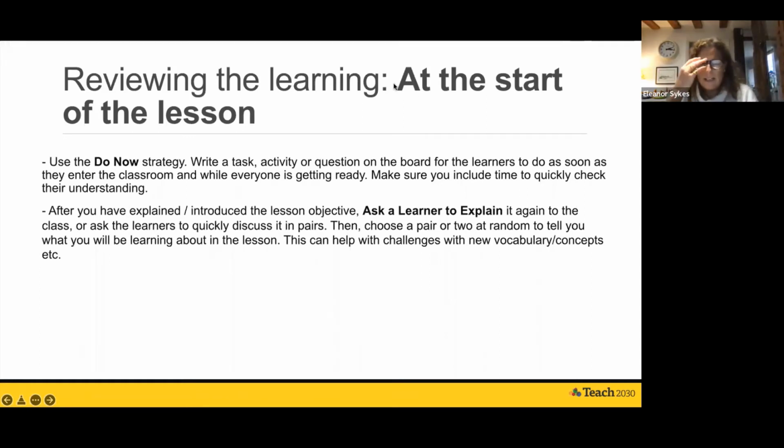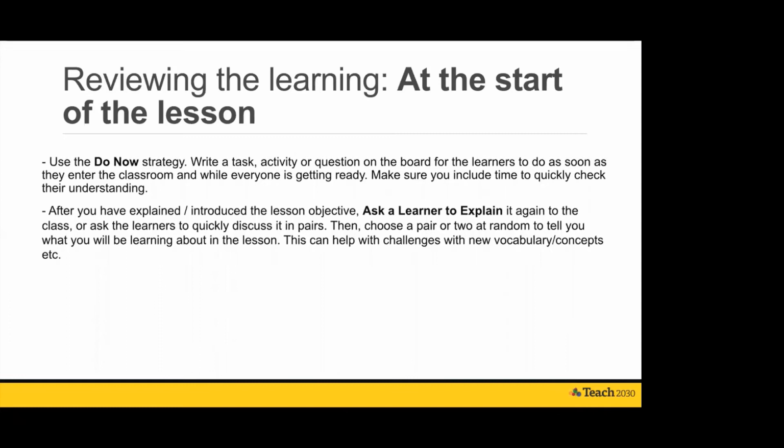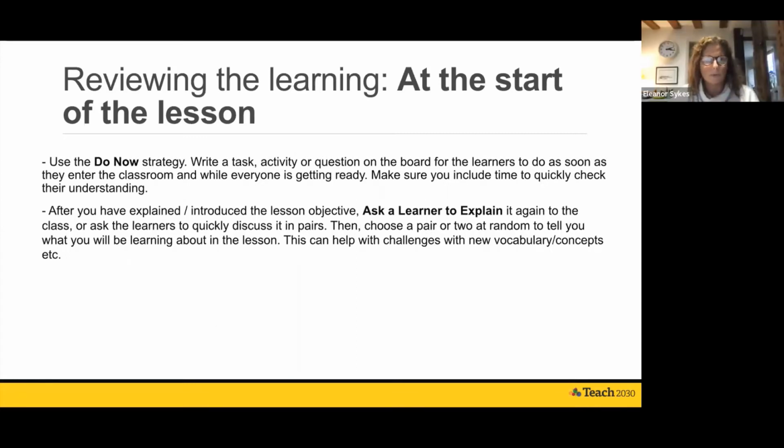Another strategy is after you have explained or introduced the lesson objective, ask the lesson objective, just like Chika said, ask a learner to explain it again to the class, or ask the learners to quickly discuss it in pairs. Then you can choose a pair or two at random to tell you what you'll be learning about in the lesson. And this can help with challenges with new vocabulary or with concepts and so on. So asking the learners to explain it to each other.